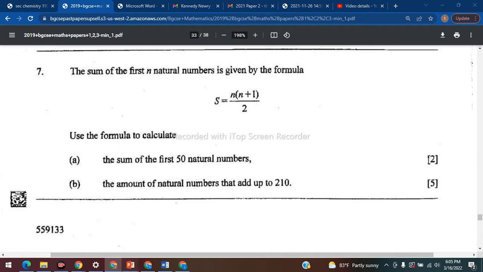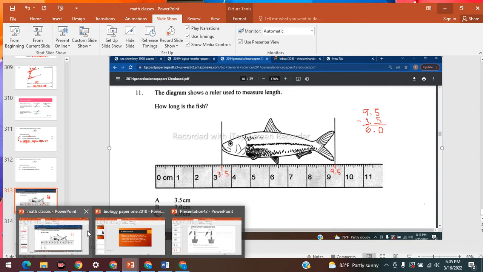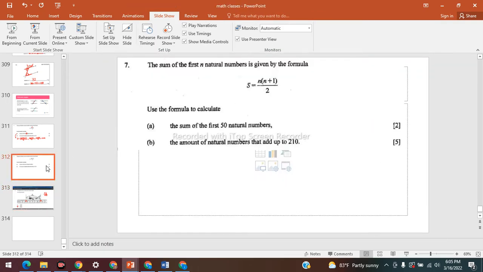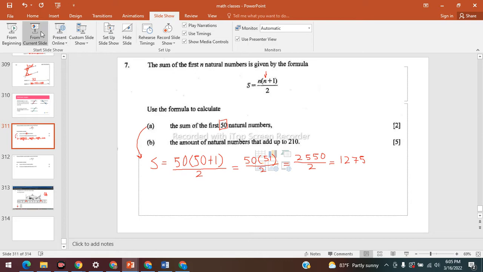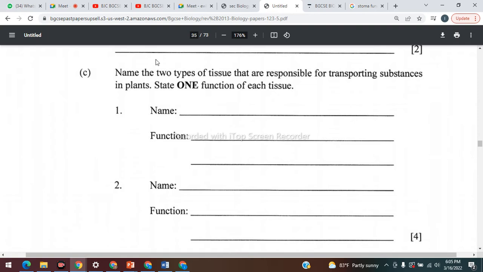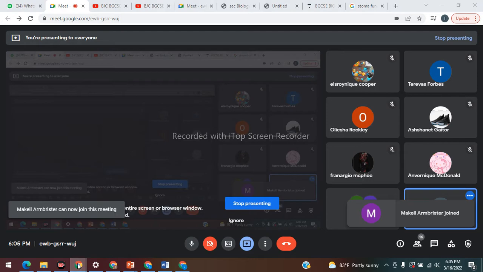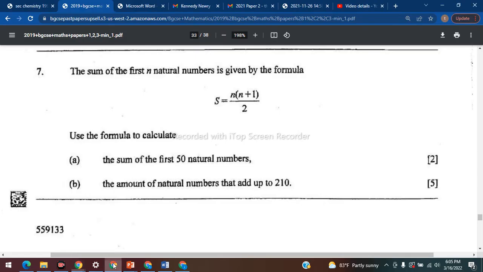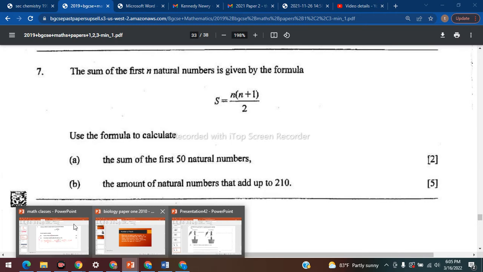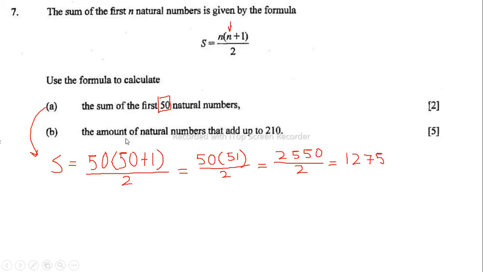Yes, very good. So the way that we tackled that yesterday was, we placed 50 wherever we saw n. So again, wherever we saw n, we put 50, and so we put 50 here, open bracket, 50 plus 1.